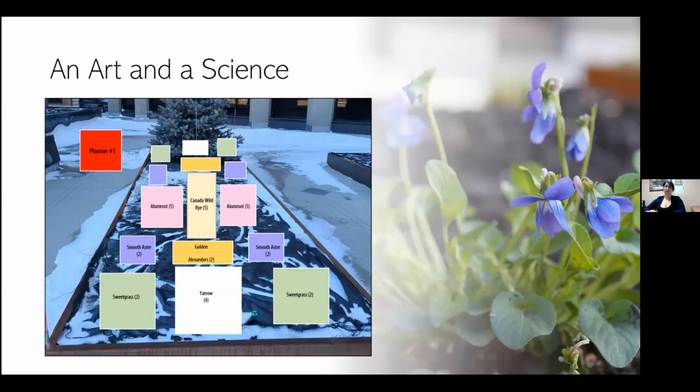Canada wild rye is the main focus on this one. It grows quite tall and flowers gold in the fall. And then your golden Alexanders are the flowering species that flower in July. They're also quite tall. Yarrow and smooth aster are the early succession, easy, spread like crazy.